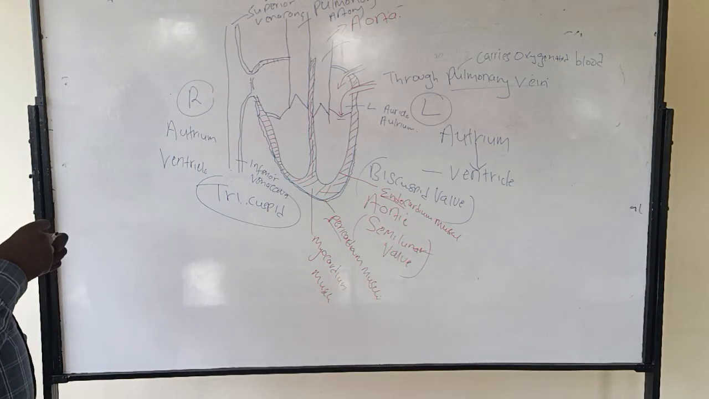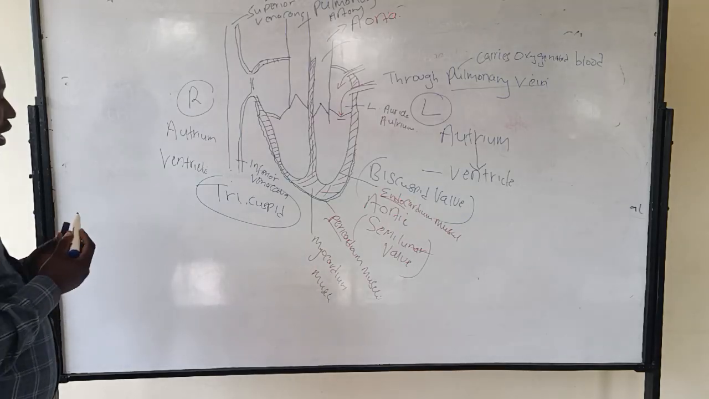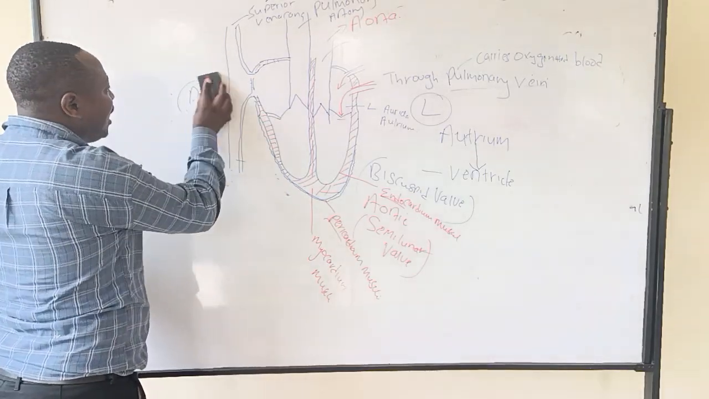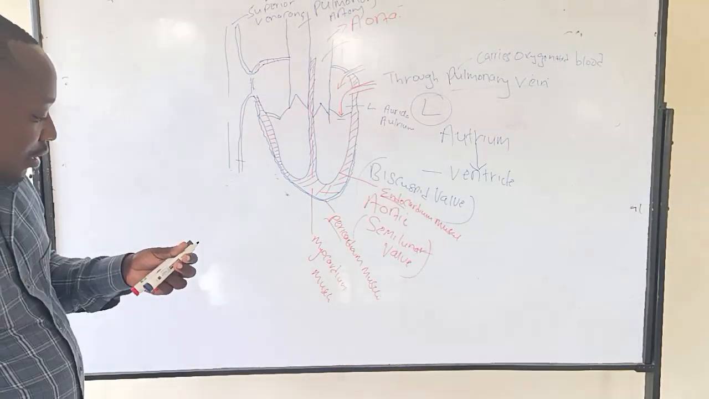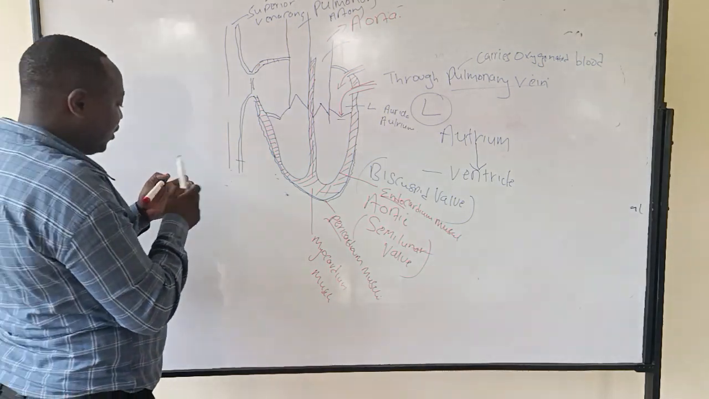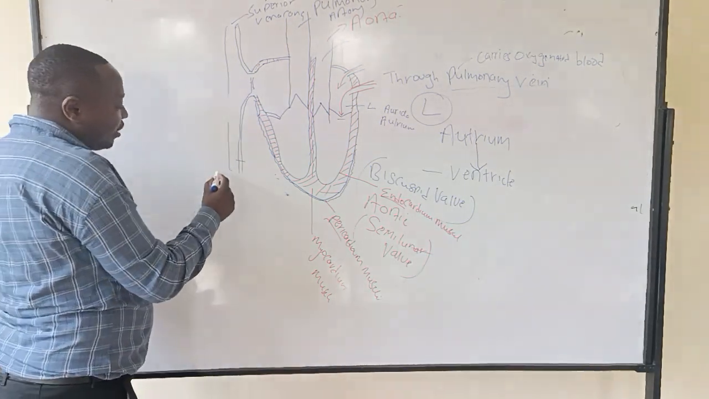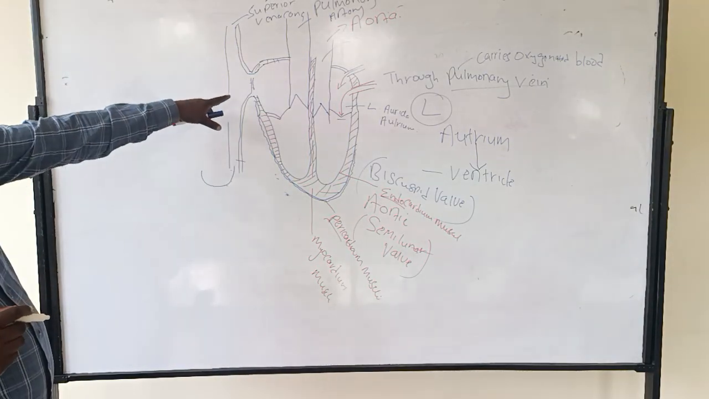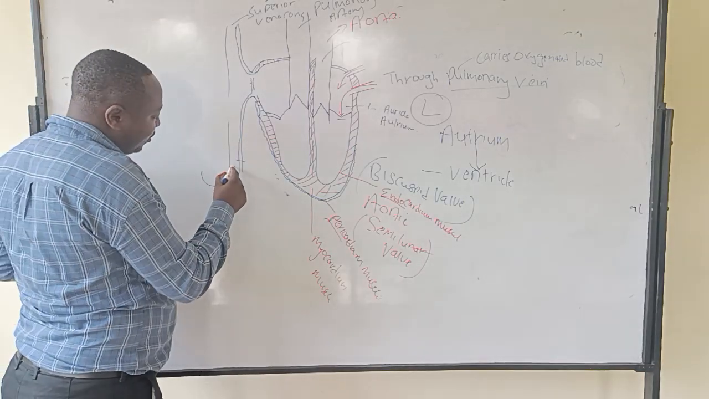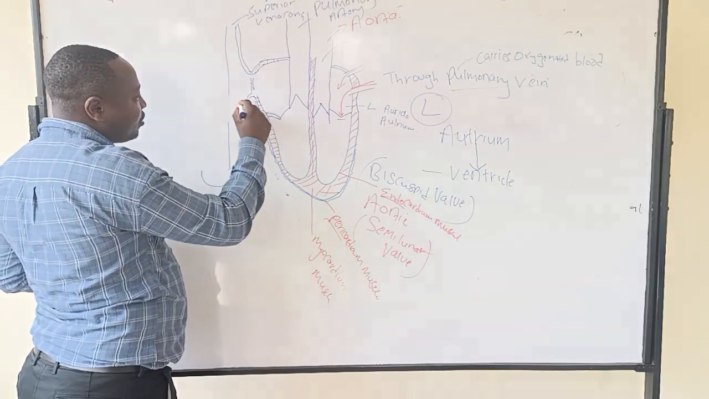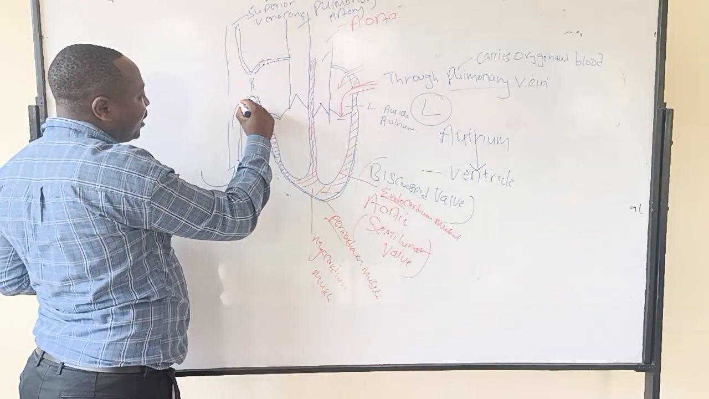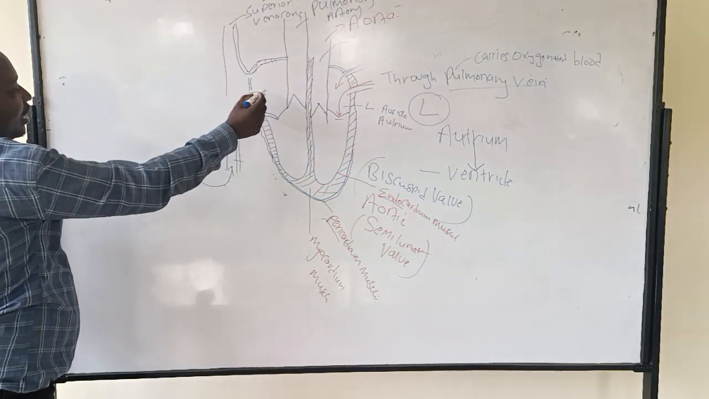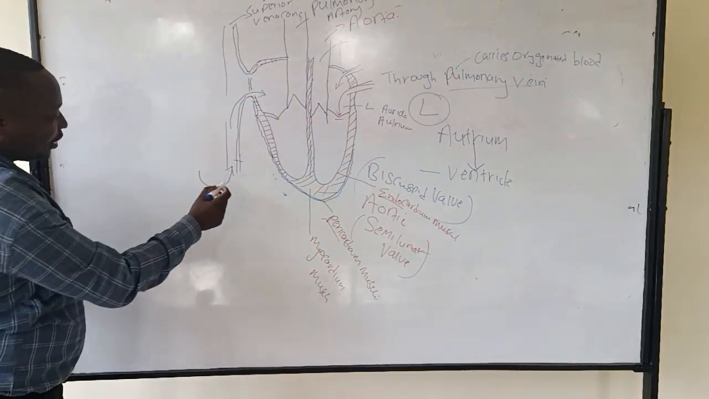That was part of the structure. Now we need to understand how the blood flows. So I'm going to use the blue pen on this. We are saying that the blood gets to the heart through the vena cava, and this is the inferior. So this blood from the inferior vena cava flows to the right atrium.